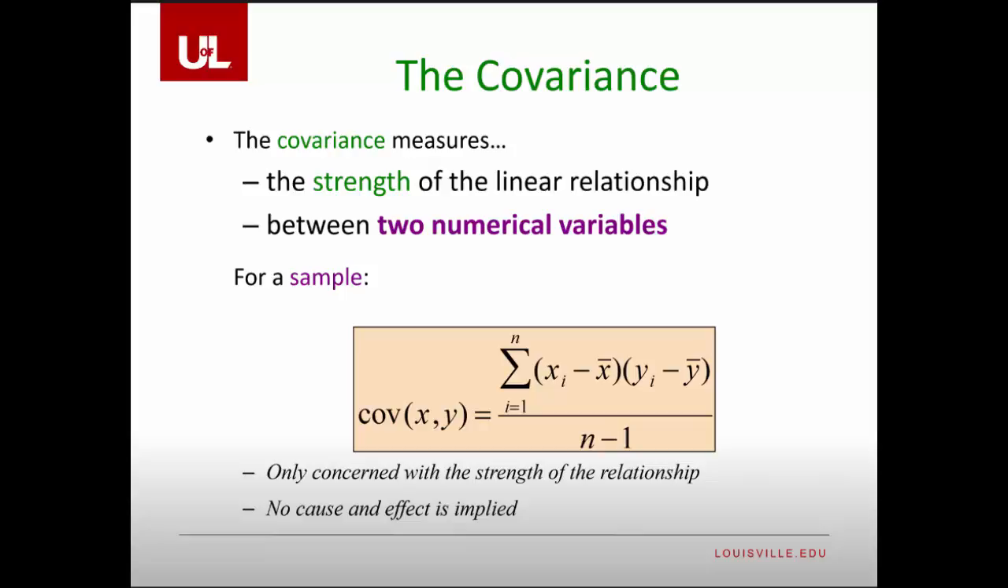I want you to notice that the covariance is really a variance between two variables. You can easily see the covariance of two identical variables is the variance of that variable. So if we were to replace here x with y, we would have xi minus x bar, which would give us xi minus x bar squared, which is exactly the formula that we have for the variance of x. The covariance tells us how x and y move together.